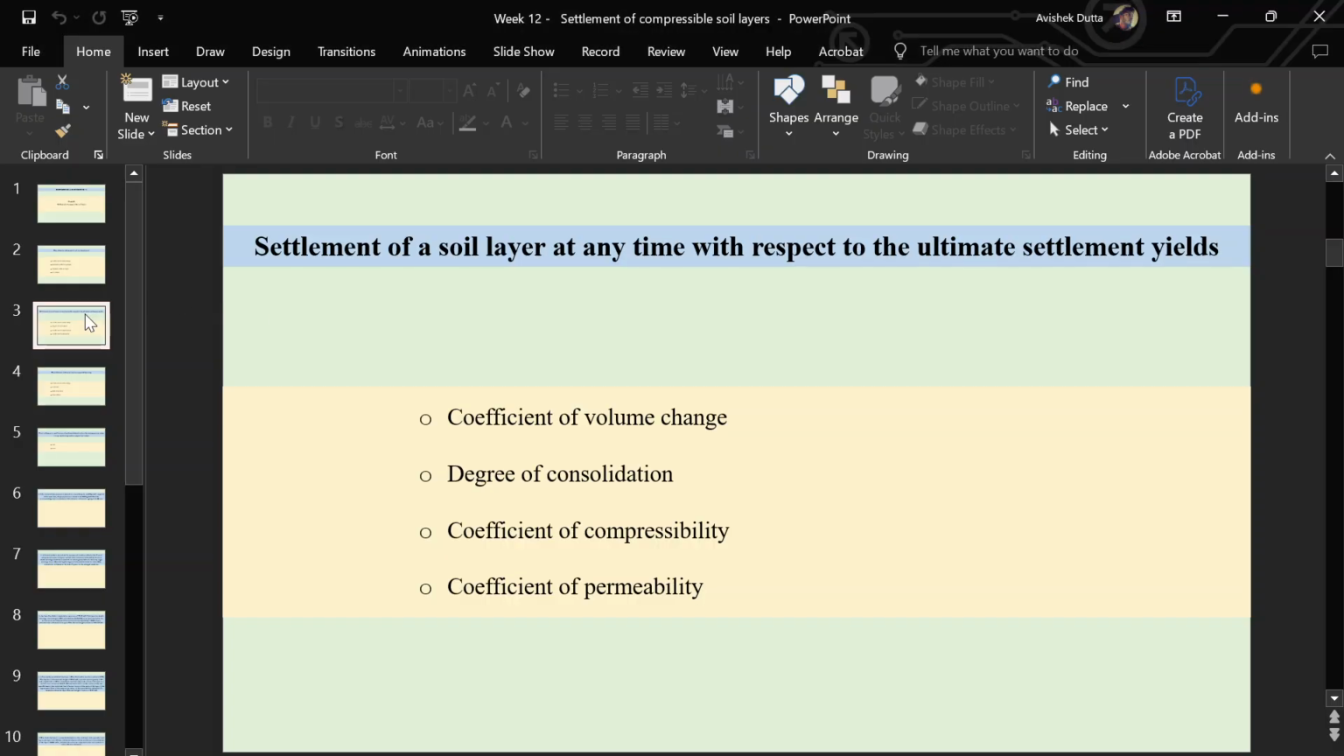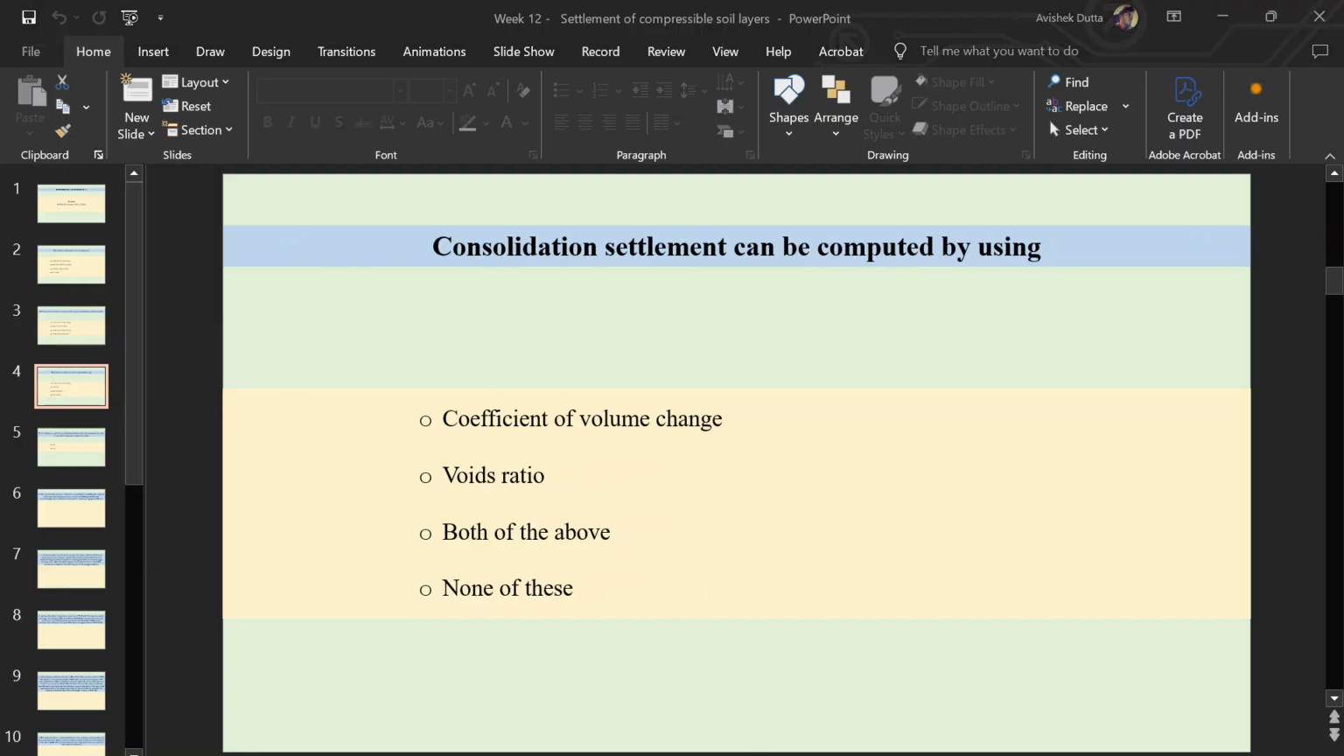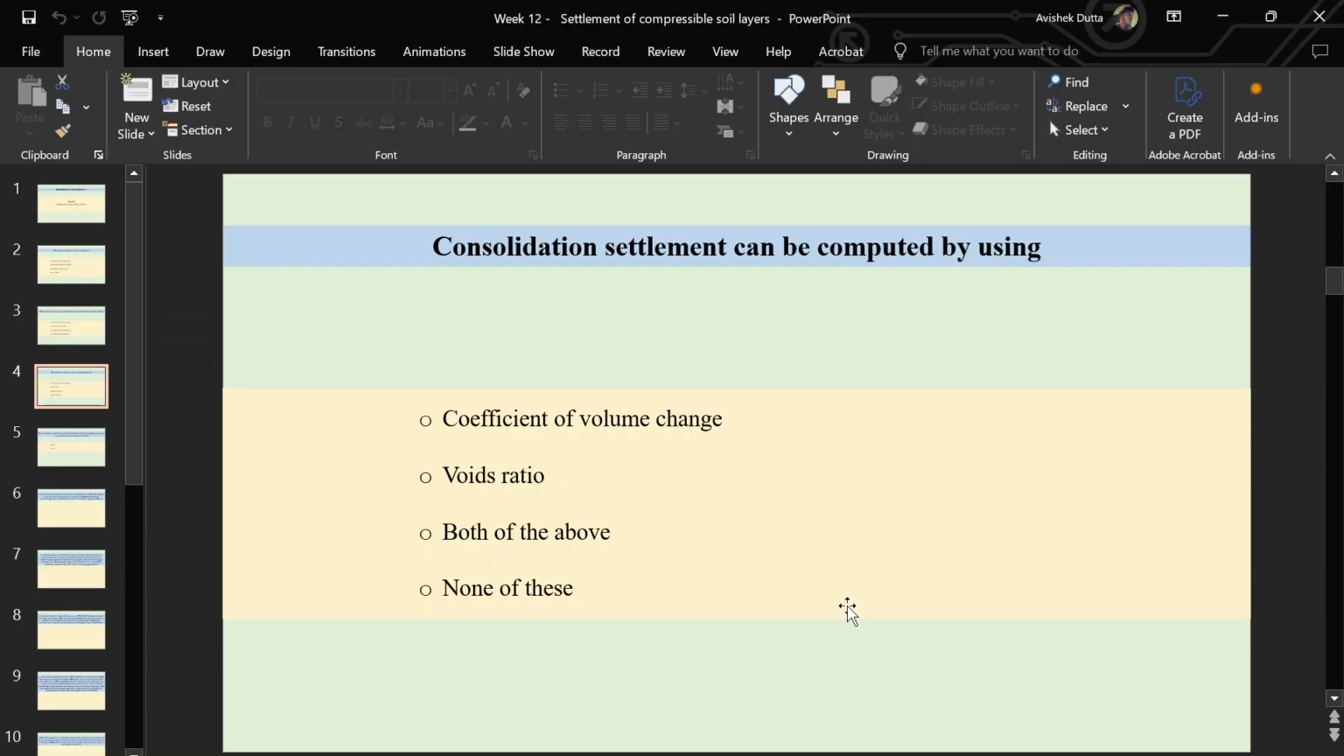Okay. Next question. Consolidation settlement can be computed by using. The options are coefficient of volume change, voids ratio, both of the above, or none of these.